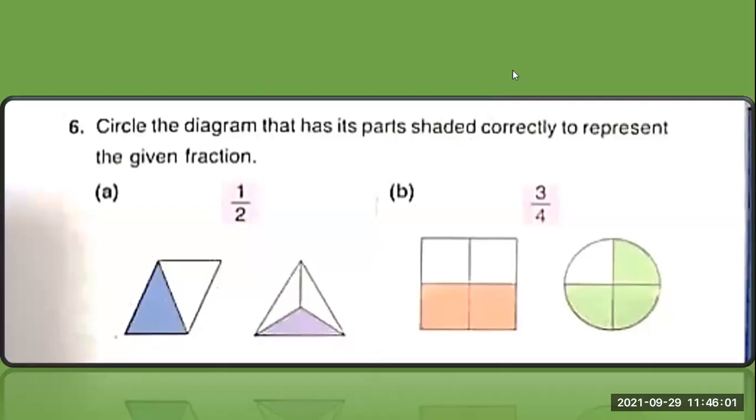Okay, here in number 6, circle the diagram that has each part shaded correctly to represent the given fraction. So you have to encircle 1/2. So in here, this is the correct answer. So we can encircle this one, 1/2. Just encircle this. Okay, circle this one, and here 3/4. So 4 equal parts, and 3 parts are shaded. So the correct answer here is this. Okay, very easy, right? I know you have done this already.